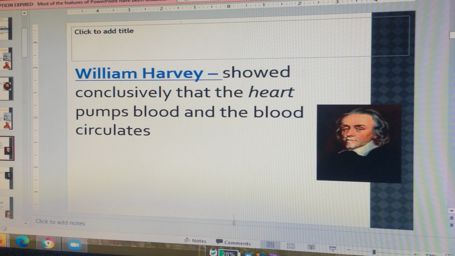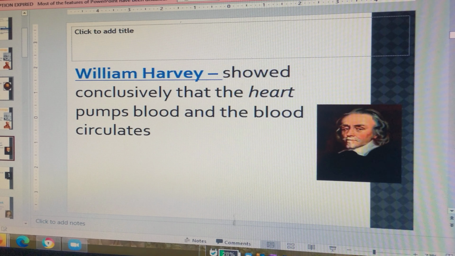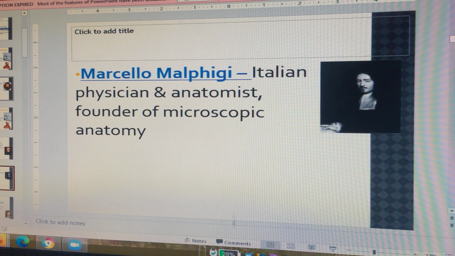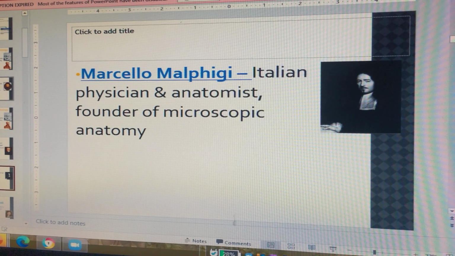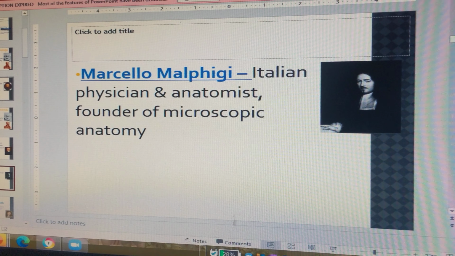Then we have Harvey. She is the father of blood. Siya yung una nakadiscover that there is a heart that pumps blood and the blood circulates the body. Okay, si Malpighi, physician anatomist, founded the microscopic anatomy.